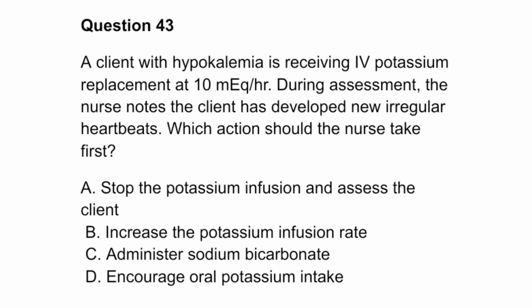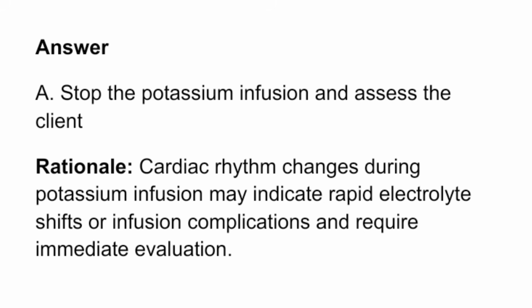Question 43. A client with hypokalemia is receiving IV potassium replacement at 10 milliequivalents per hour. During assessment, the nurse notes the client has developed new irregular heartbeats. Which action should the nurse take first? A. Stop the potassium infusion and assess the client. B. Increase the potassium infusion rate. C. Administer sodium bicarbonate. D. Encourage oral potassium intake. The answer is A.